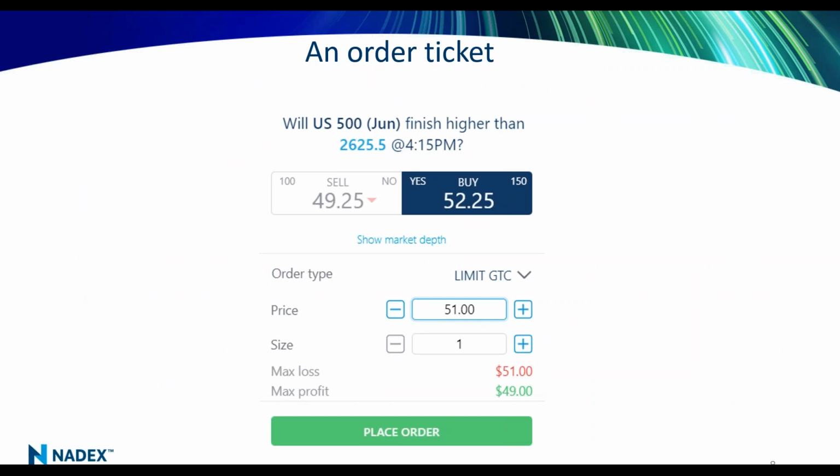Now, this is an order ticket for a binary contract. This is the example I pulled. We don't have the licensing rights to use their brands, but all of our contracts settle to a futures contract. We are regulated by the CFTC, so you'll see us use terms like US 500. That is the S&P 500. This contract settles to the S&P 500 future.